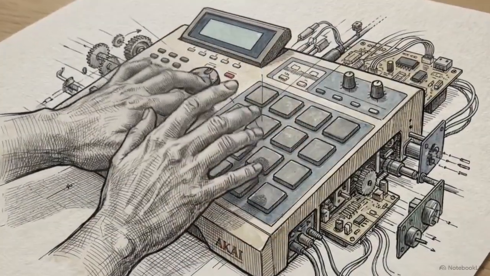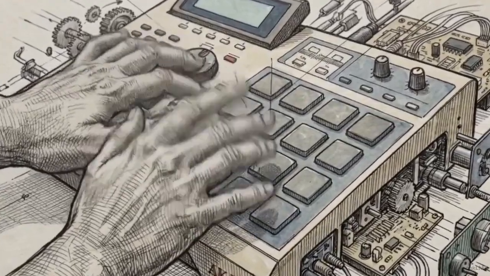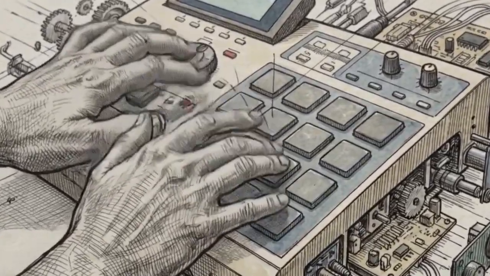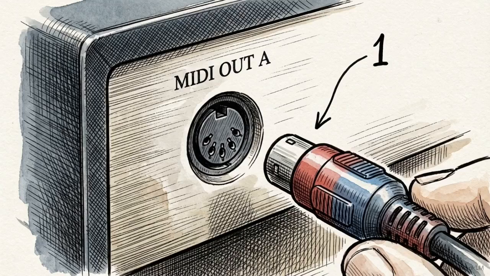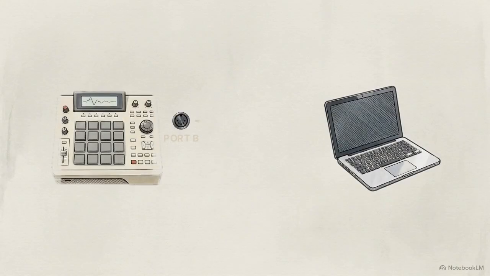You strike a pad on the MPC, and instead of a 16-bit drum sample, you hear the rich resonance of a high-quality virtual piano. Looking at the rear panel of the MPC, take your first 5-pin MIDI cable and plug it directly into the port labeled MIDI Out A. The MPC has two independent output ports, A and B. Plugging into port A specifically is a crucial detail. If we assume the signal is coming from B later, the routing will fail.